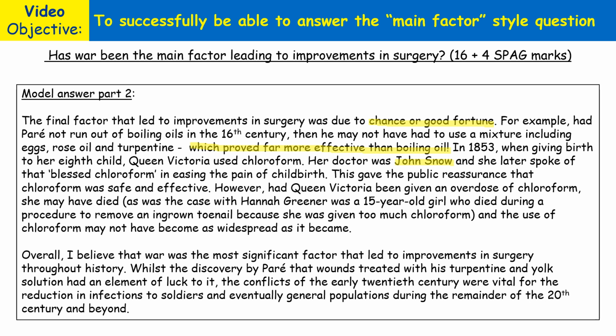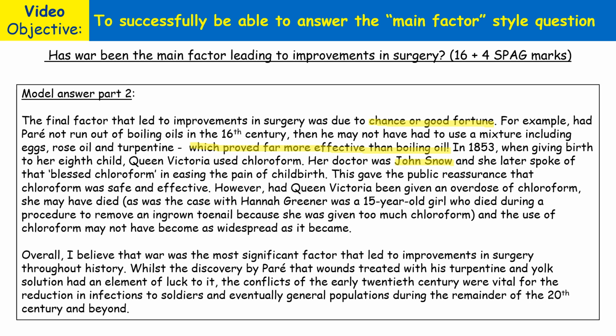But I've put a bit of a twist on this information because I've said, however, had Queen Victoria been given an overdose of chloroform, which actually was happening in the mid-19th century, she may well have died. And this was the case with Hannah Greener, who was a 15-year-old girl who died from a procedure to remove an ingrown toenail because she was given too much chloroform.